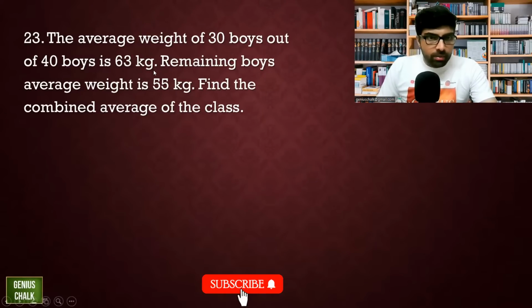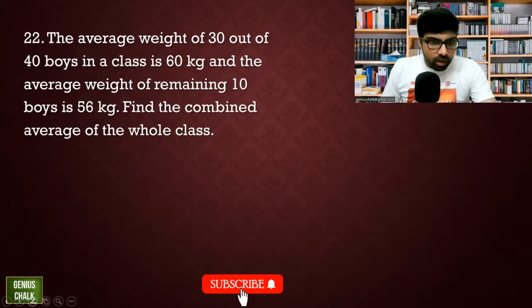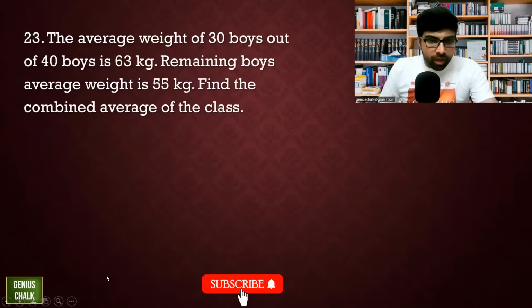Average weight of, I guess we have done this, 55 kg. It was 56. Now it is 55. Let's see. 30 boys.